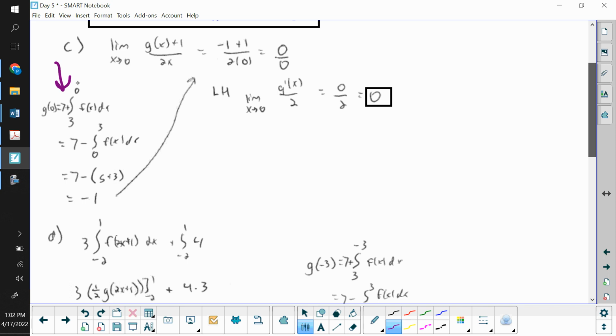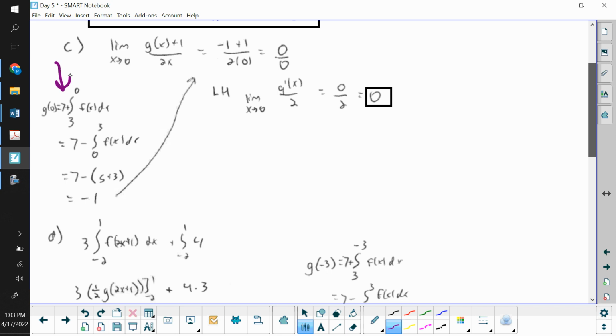So we've got 7 plus our integral from 3 to 0 is what we're looking for. Well, we want the smaller number on bottom, so we switch that to be 0 to 3 and put a minus out front. So now do your areas under the graph from 0 to 3, and you get 5 and 3. Subtract those, so we get -1. Well, now if we go back to our limit, that's going to give us -1 plus 1 in the numerator, so we get 0 over 0, which tells us to use L'Hopital's.